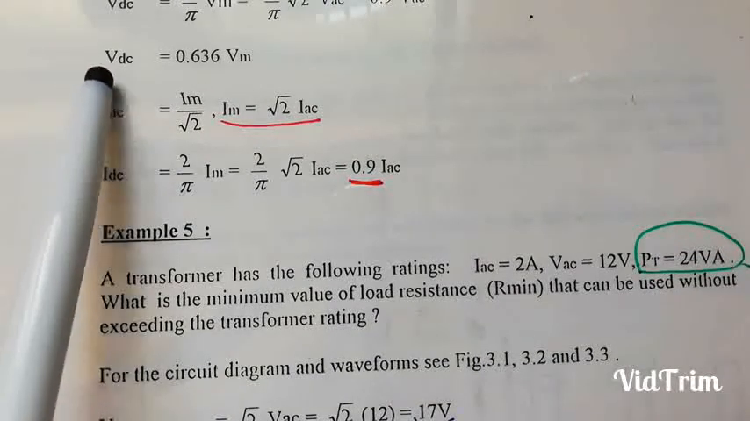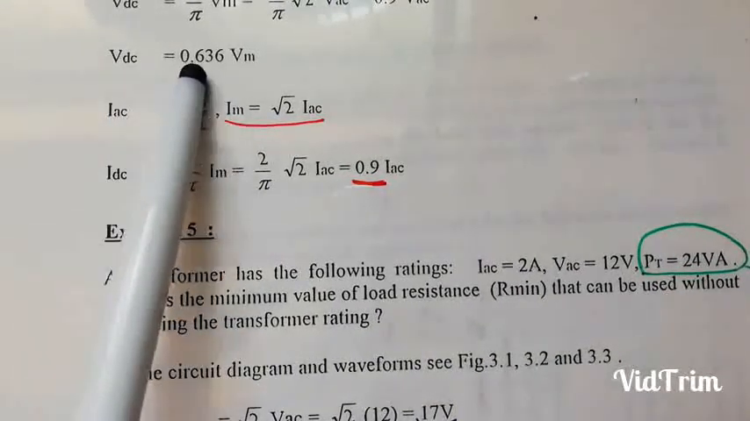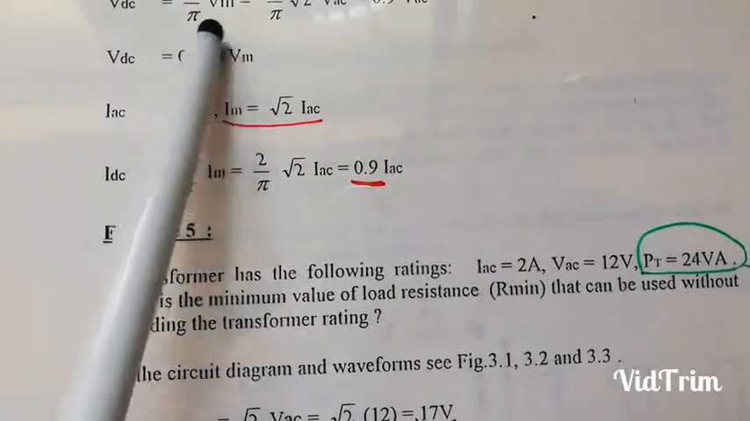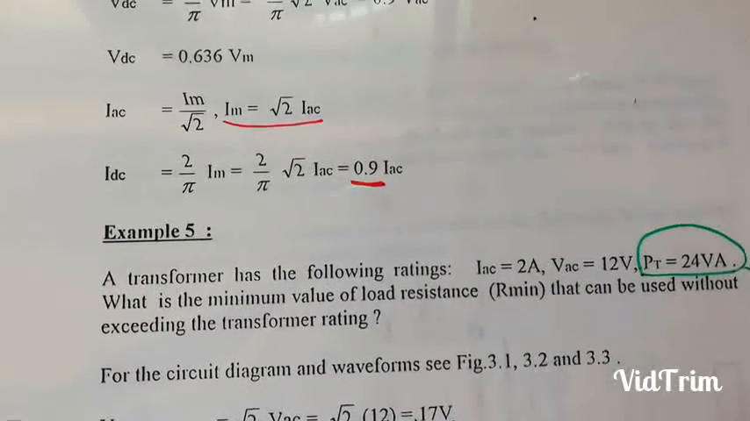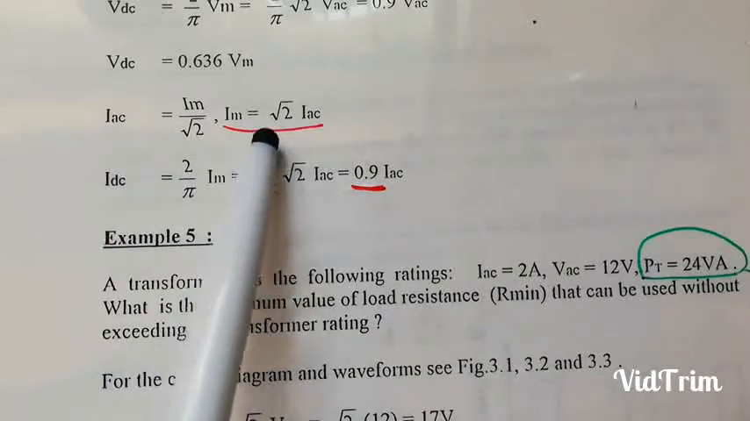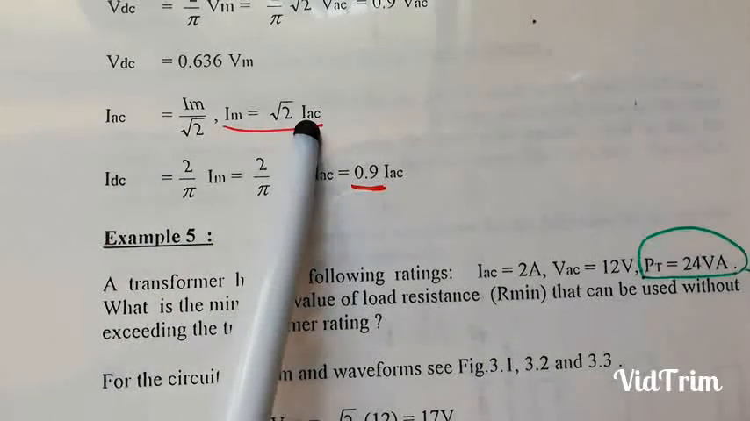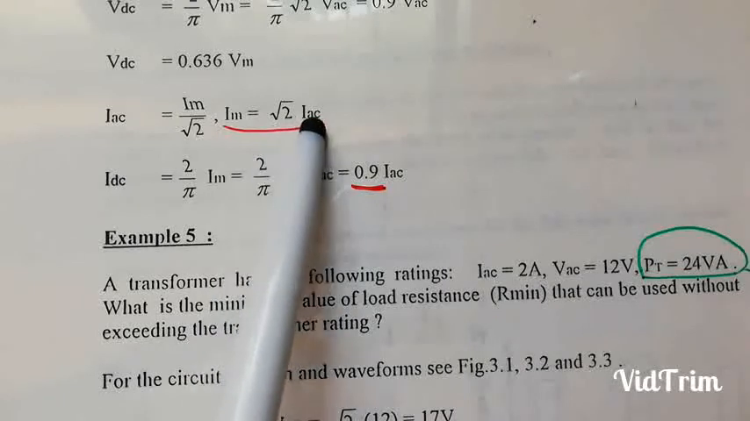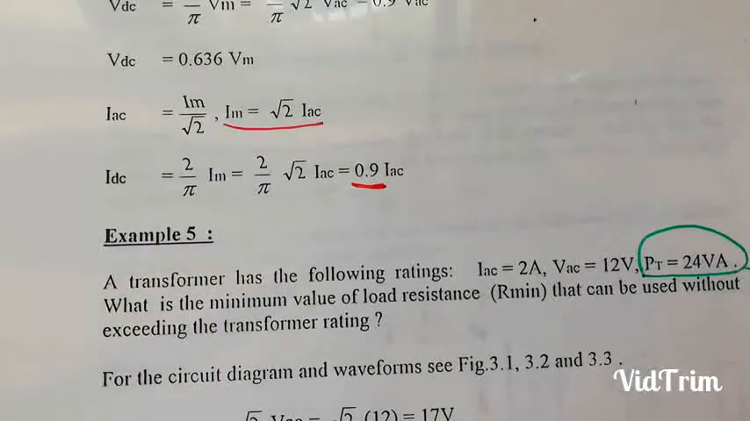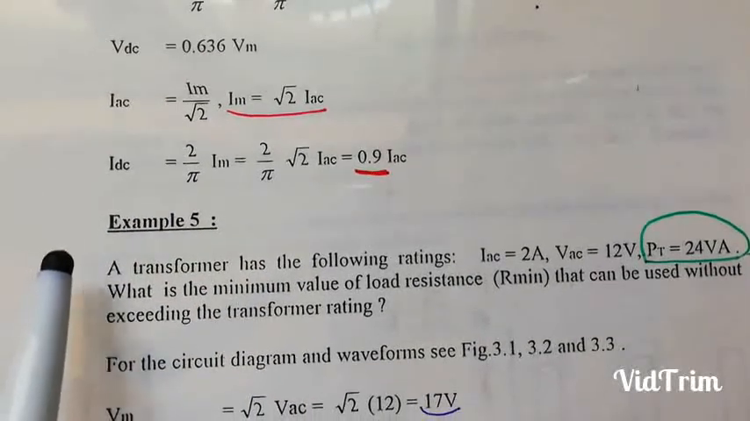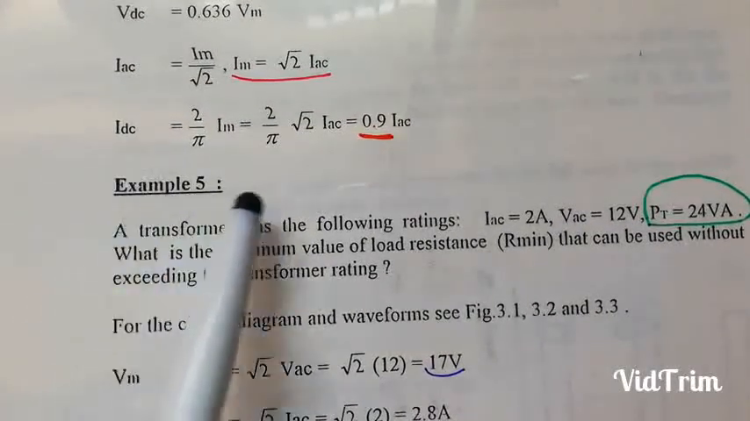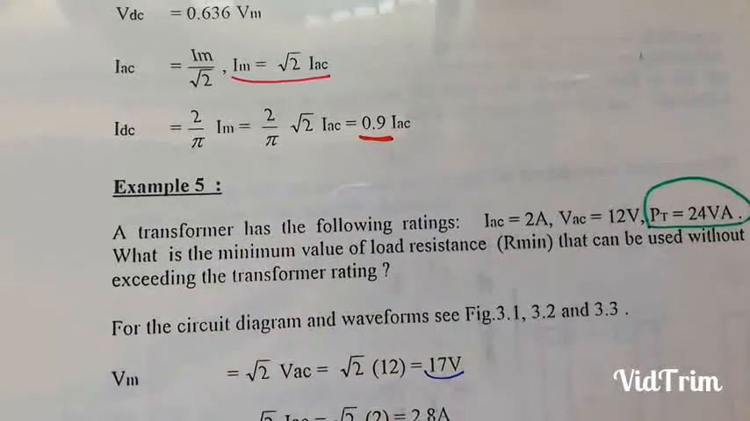We have the VDC, usually for the half sine wave, it's 0.636 of the VM. Okay, or it is 2 over pi multiplied by the VM. We have the IAC, which equals, as we all know, 0.707. Sorry, 1.4 multiplied by the RMS, which equals the IM value, the maximum peak value for the current. And we also have the IDC, which equals 0.9 of the IAC. Okay.